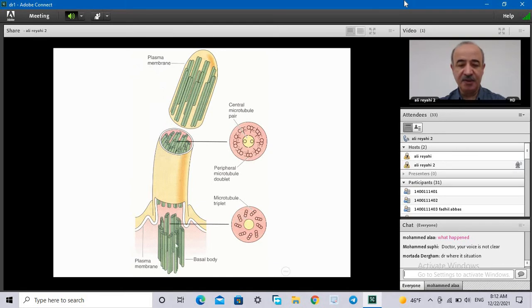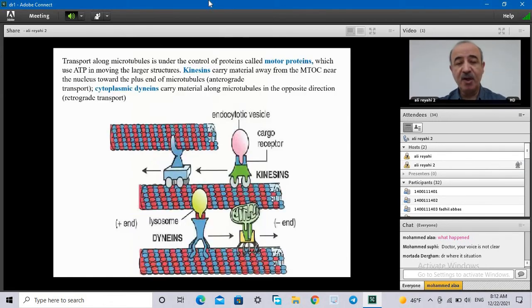They connect to each other by some proteins, for example. This pattern of the basal body is like the centriole. The centriole directs the formation of the mitotic spindle. The mitotic spindle is formed by microtubules during cell division, okay?